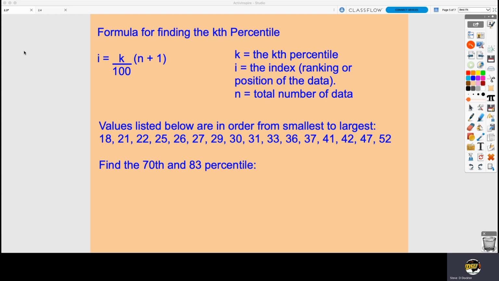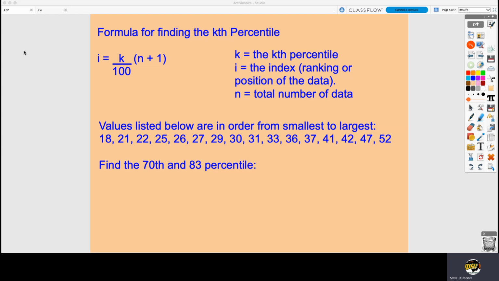Our equation is just I equals k over 100 times n plus 1. The k is talking about the percentile. The I, they say the index, it's more like the position in the list from least to greatest. And then the n is the total number of data points. Down below, we have a list of numbers from least to greatest here. That's one of your first steps in your homework, to put the numbers in order from least to greatest. I already did it for us, so we don't have to worry about that.